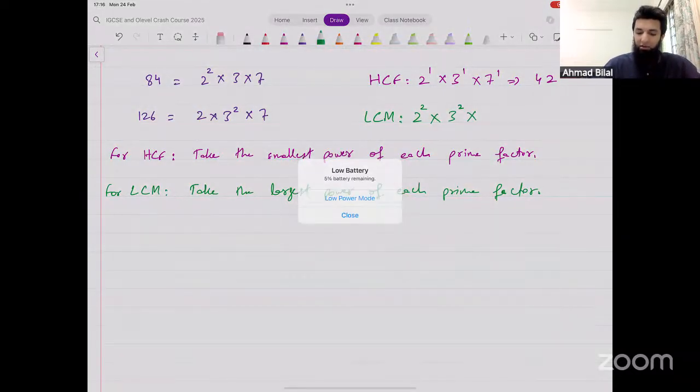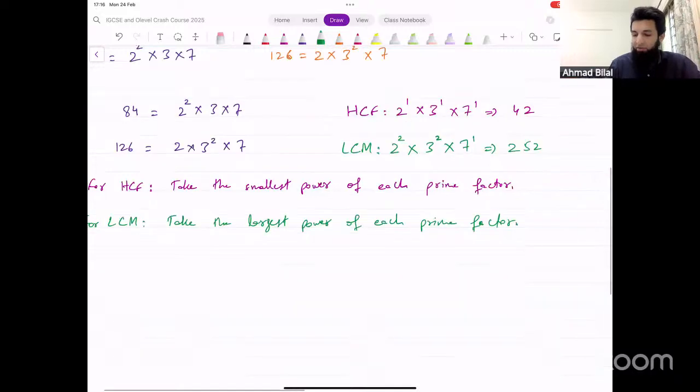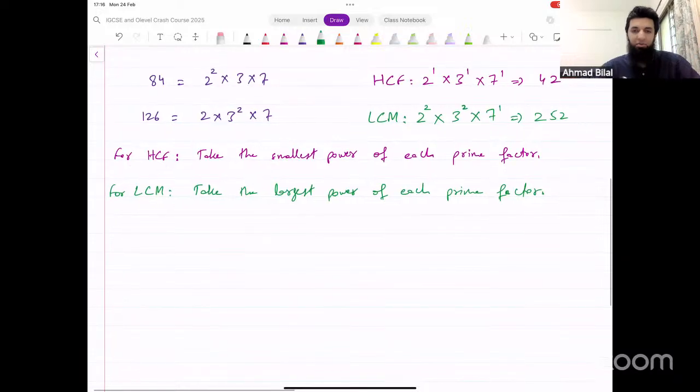And then for 7, both of them have power 1. What's the highest? That's 1. So we just use 7 power 1. And that is going to give us the LCM. What's that? 2 squared is 4. 4 times 9 is 36. 36 times 7 should give you 252. That's the LCM of these numbers.